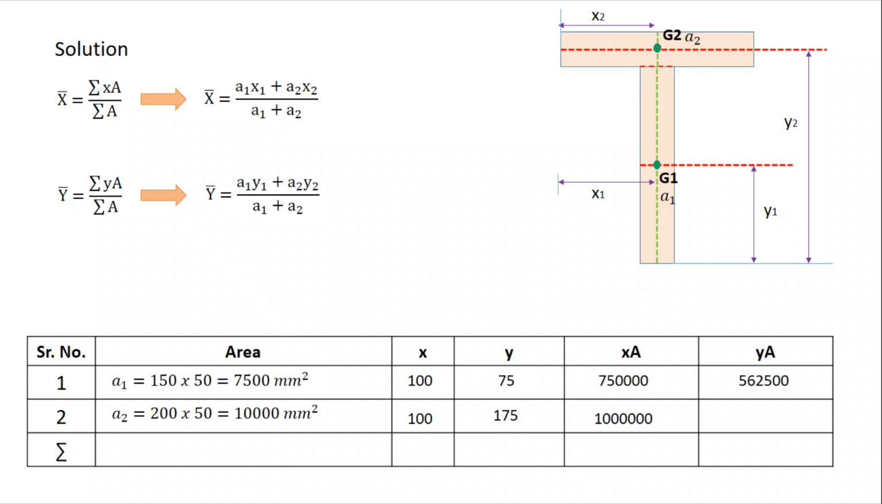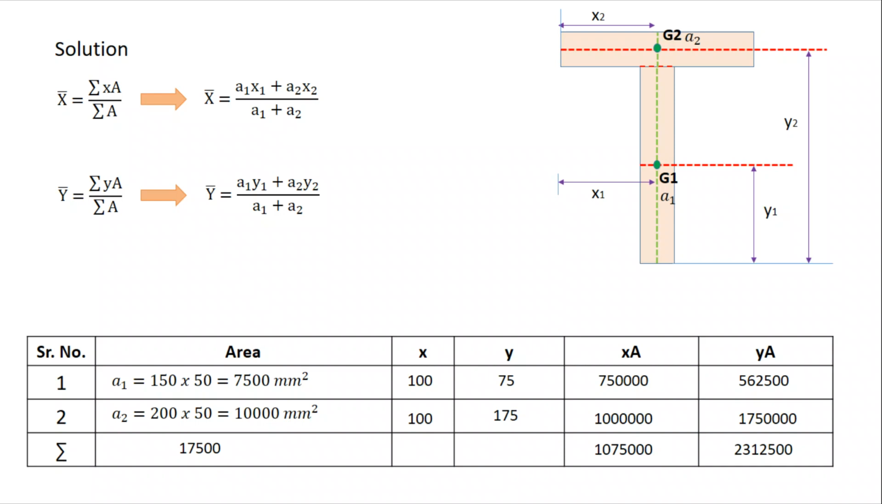Then similarly do the multiplication of a1 into y and a2 into y. This is 5.6 into 10 raised to 5 as the first multiplication, and the second multiplication is 1.75 into 10 raised to 5. Then take the addition of the areas, this is 17,500. Then the addition of xa is 1.07 into 10 raised to 6, and the addition of ya is 2.31 into 10 raised to 6.